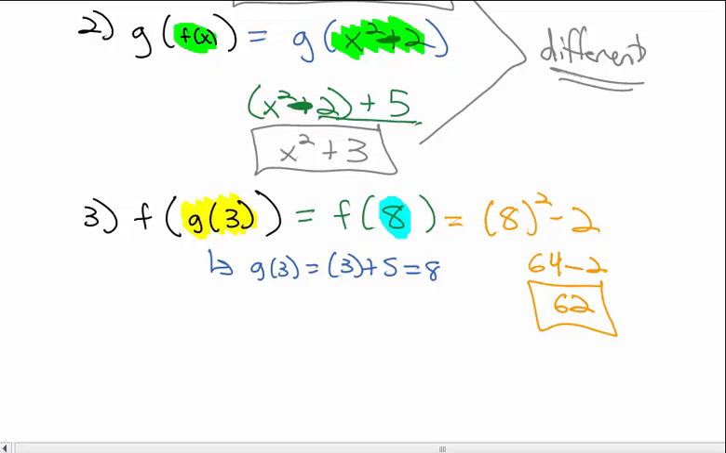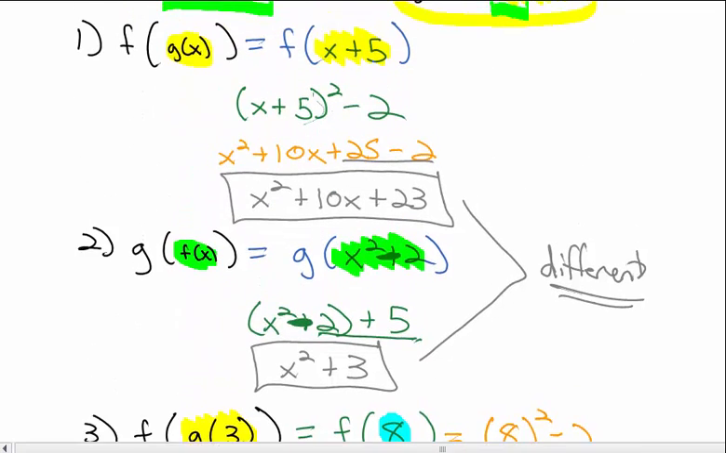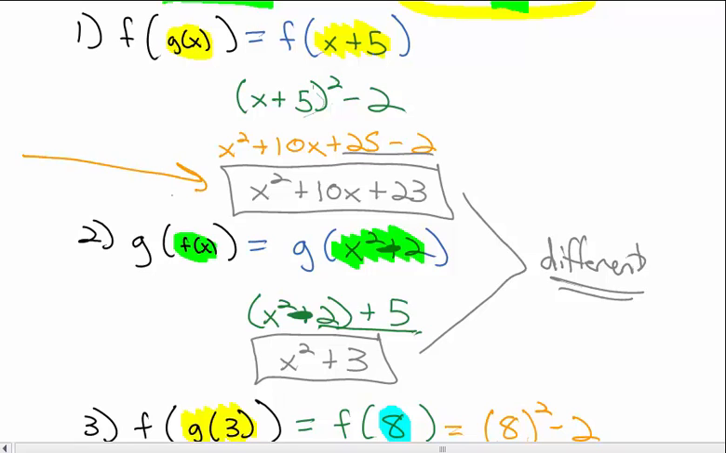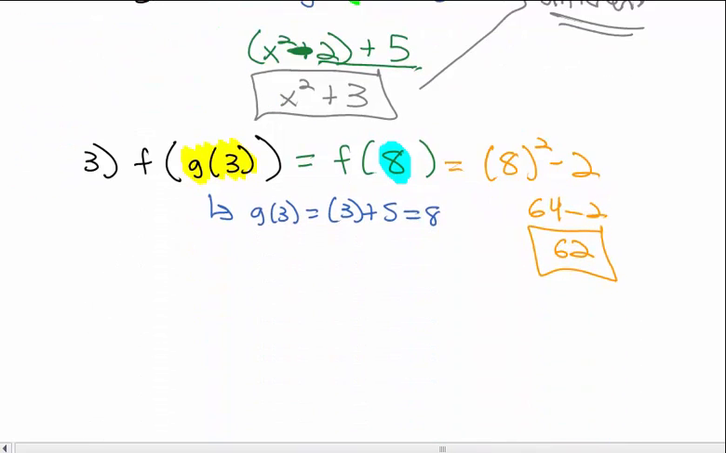We could have also, instead of finding out what g of 3 was and plugging that answer into f, gone up to that f of g formula that we found in step 1 and plugged our number 3 into there, and we would have gotten the same exact result of 62.